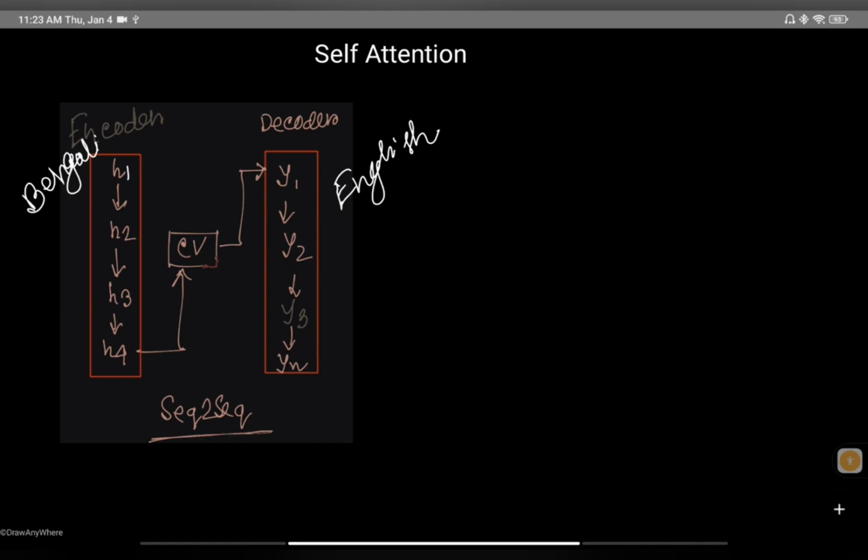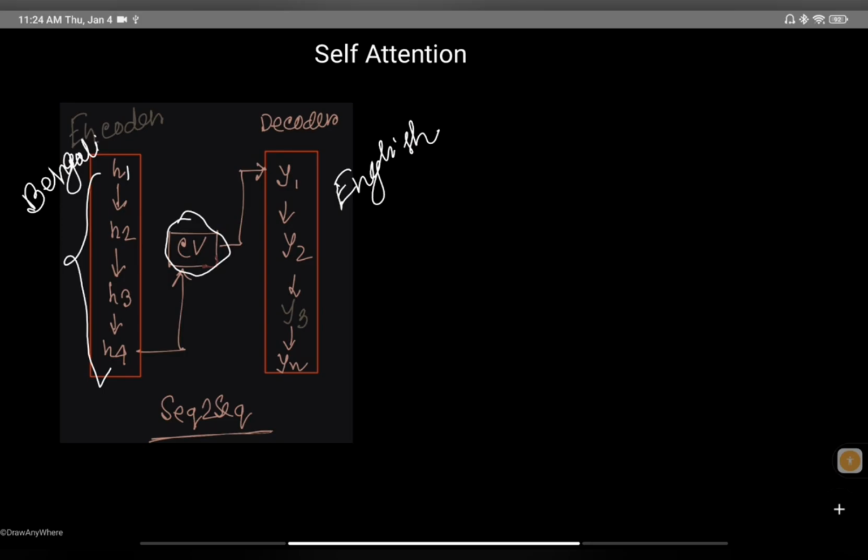The problem with this sequence-to-sequence model is that we are expecting a lot from this context vector. We are expecting this context vector to incorporate all the hidden states which are here, and with those hidden states incorporated in the context vector, we are then translating it to a different language. That can create a lot of problems, which I have talked about in my Deep Learning with PyTorch playlist, so you can go ahead and look into those videos.